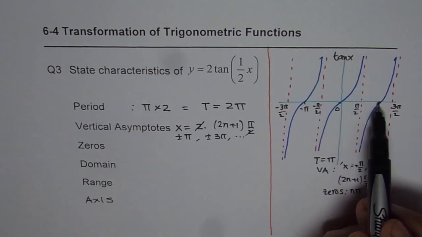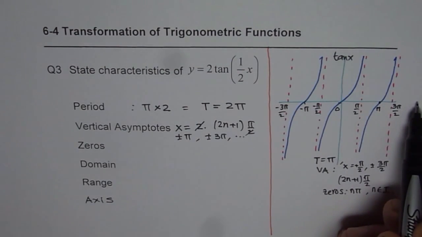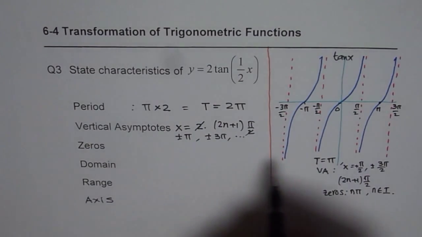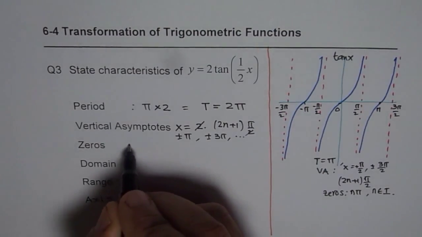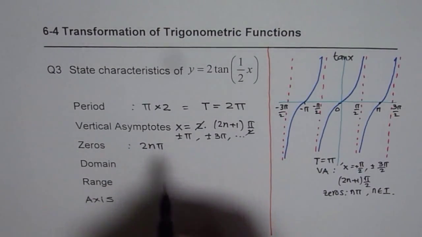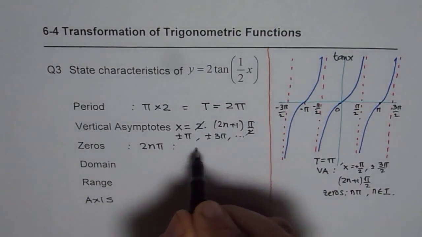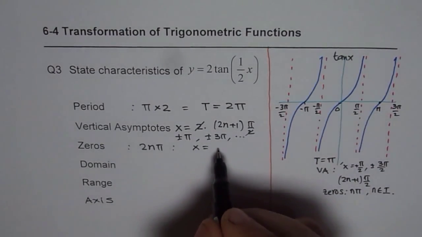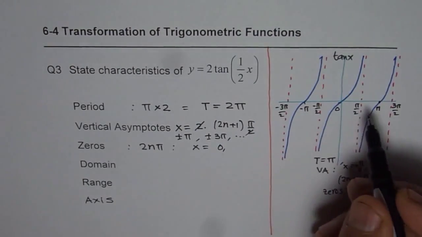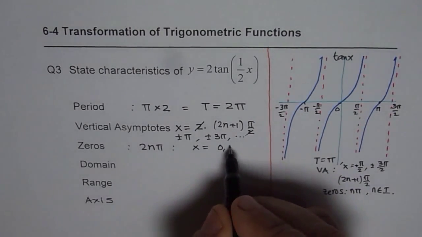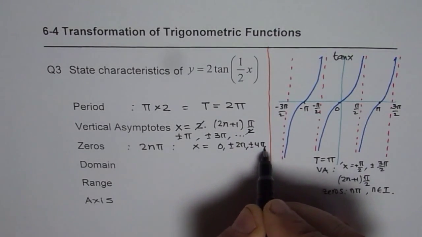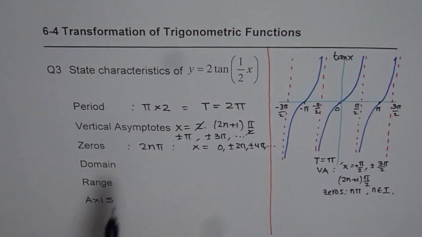Zeros were at n pi, correct? So they will get stretched to the even multiples of pi, right? So instead of n pi, the zeros will be at 2n pi. So the zeros will be at x equals 0 of course, since 0 multiplied gives 0, but pi will become 2 pi. So plus minus 2 pi, plus minus 4 pi, and so on, right? That's the general expression where n is an integer, right?